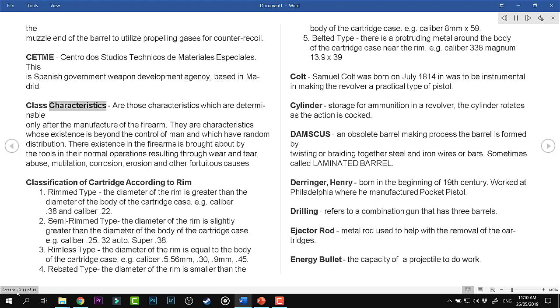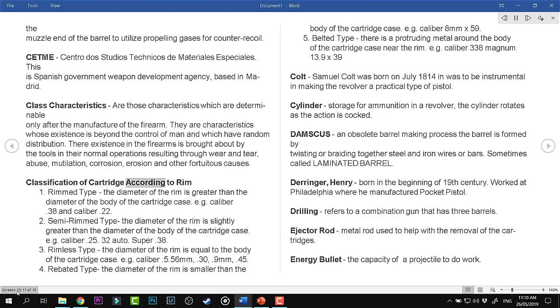Class characteristics are those characteristics which are determinable only after the manufacture of the firearm. They are characteristics whose existence is beyond the control of man and which have random distribution. Their existence in the firearms is brought about by the tools in their normal operations, resulting through wear and tear, abuse, mutilation, corrosion, erosion, and other fortuitous causes.